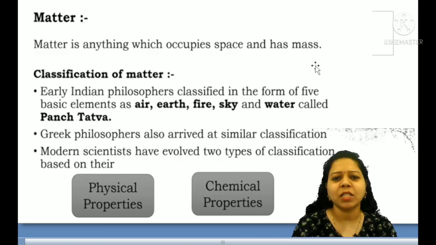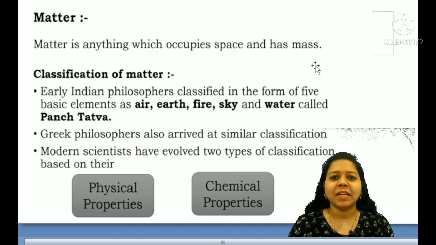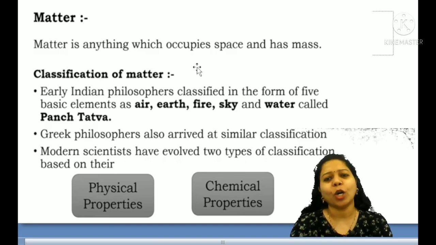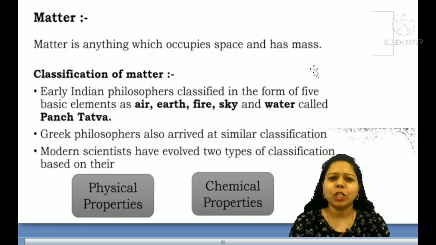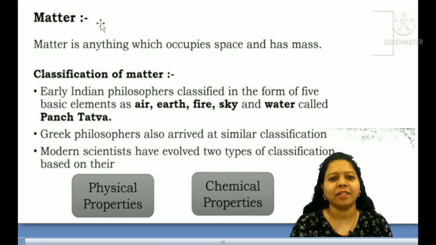If we want to keep that substance, it occupies the space. For example, if in one room we want to place 1000 people, is it possible to keep 1000 people in one room? No, because each person requires some space. Each person occupies some space. That's why we are saying the matter is anything which occupies the space and has mass. Means in this universe, everything which has its own mass and which occupies the space is known as what? Matter.